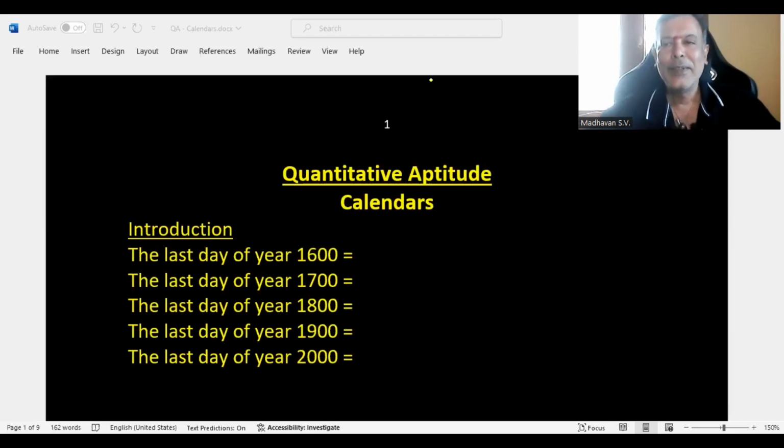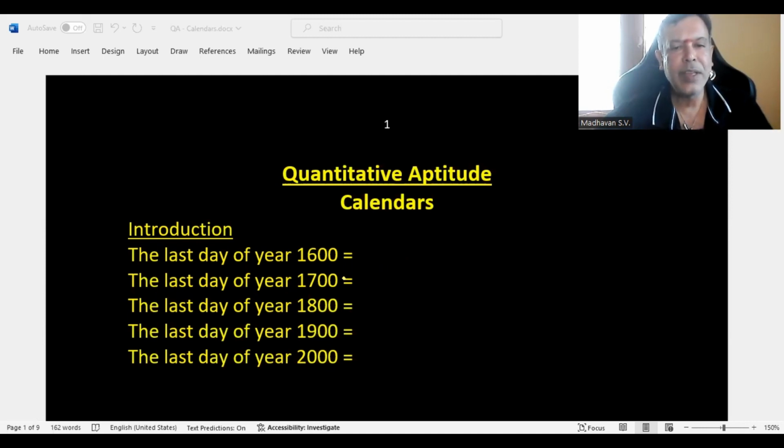Hello everyone. So in continuation to our quantitative aptitude, our next topic will be calendars. Generally in this topic, they may give us a date in a particular year, in a particular month, and ask us to find out the day of that date, or any question related to finding out the day. So first, we need to remember the particular days for the last year of each century.